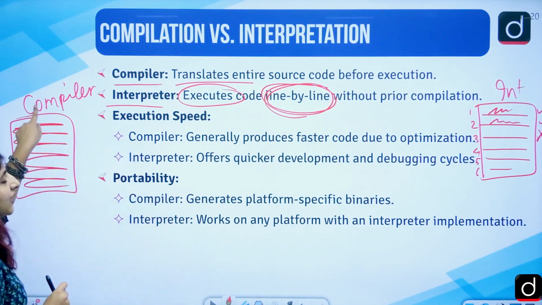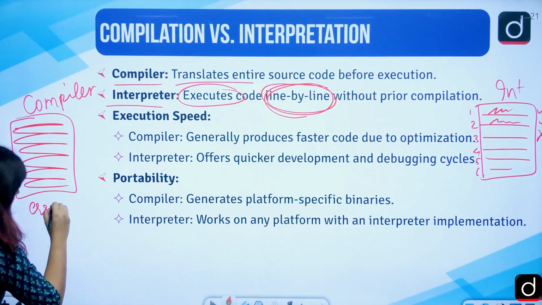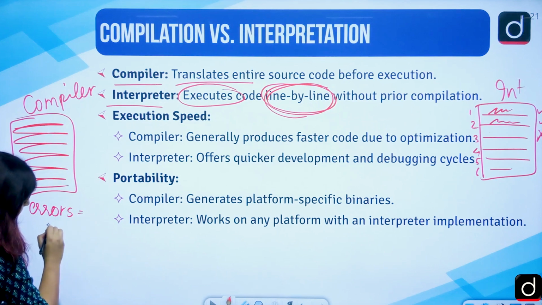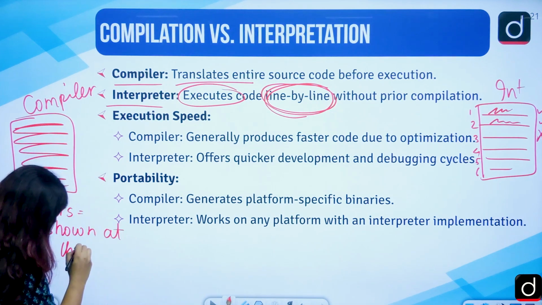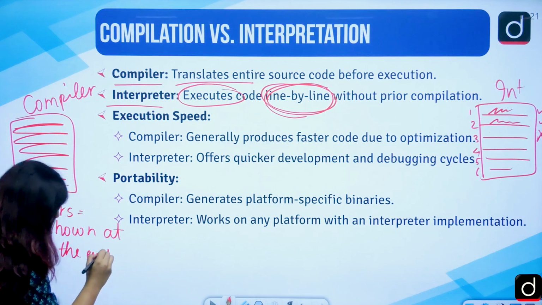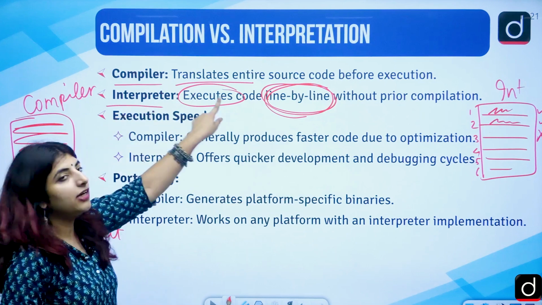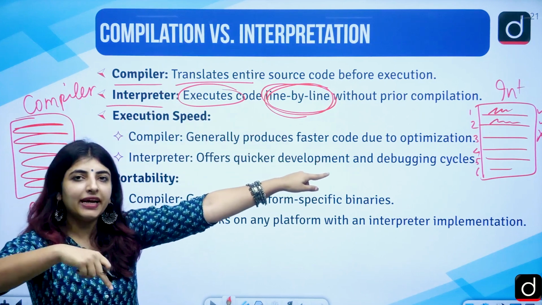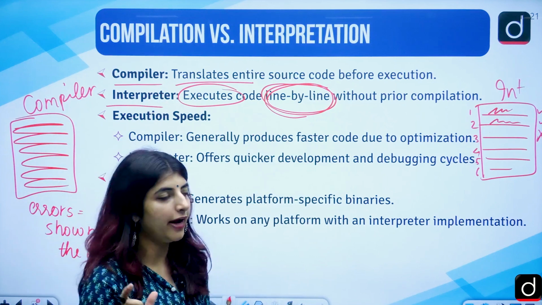Correct? So in the compiler, the code will be read entirely and errors will be shown at the end. And in the interpreter, errors will be shown in the particular line, and the program will only be translated further if you correct that particular error.